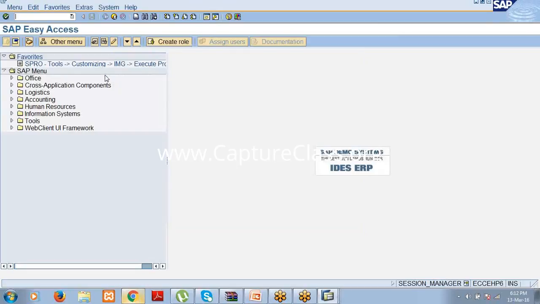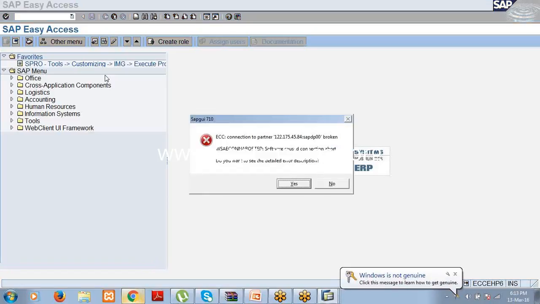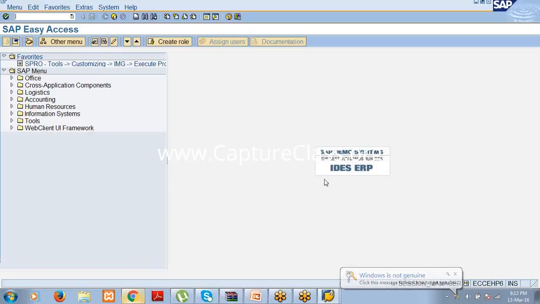Before starting the class today, I will tell you something. Sometimes when you're doing the practice, you may get a message like "data was locked and can be displayed only." In the same server, nearly 50 to 60 students are doing the practice. Whenever several users try to access the same screen, the system will give this message to the second user.